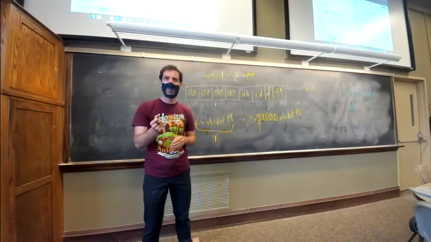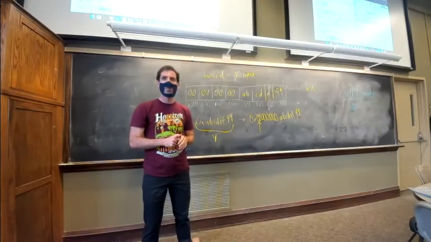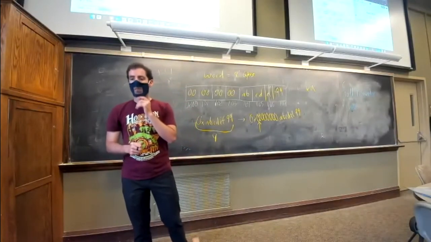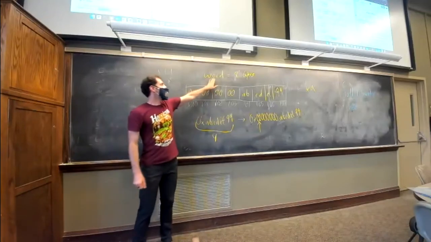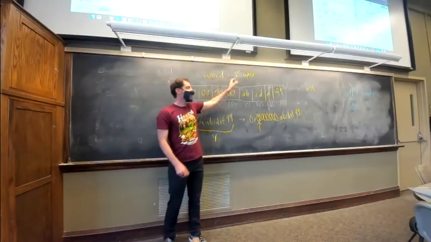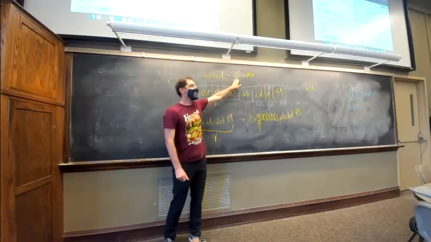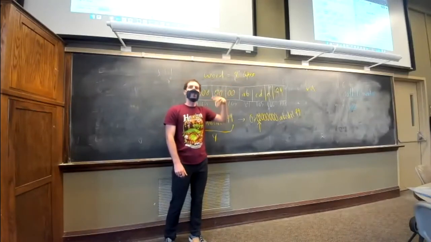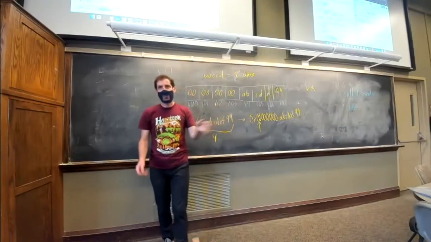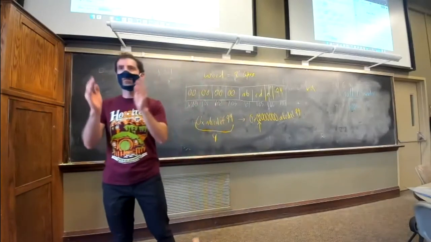Does that make sense? So a word is a separate thing from a string, a separate story. Yeah, a word is just an amount of memory. On a 64-bit system, a word is 8 bytes. On a 32-bit system, a word is 4 bytes. So a word is a measurement of an amount of memory.